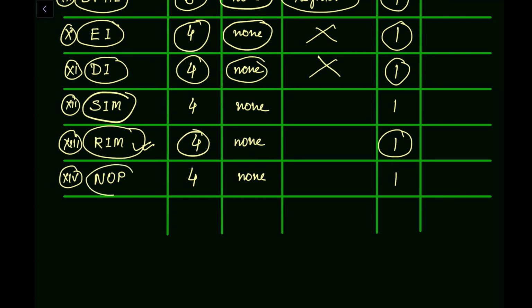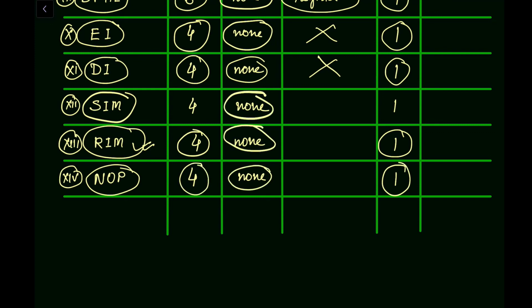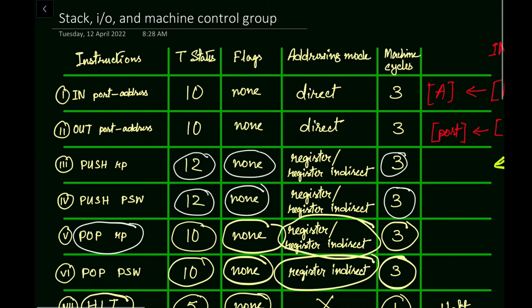Next we have the NOP. NOP means no operation. N means no, OP means operation. Here we need only one machine cycle and 4 T states. None of the flags are modified. In the case of the NOP instruction, no operation is performed when the instruction is executed. The registers and the flags are unaffected. That means they remain unaffected. So this was the last instruction in the stack, input output and machine control group.